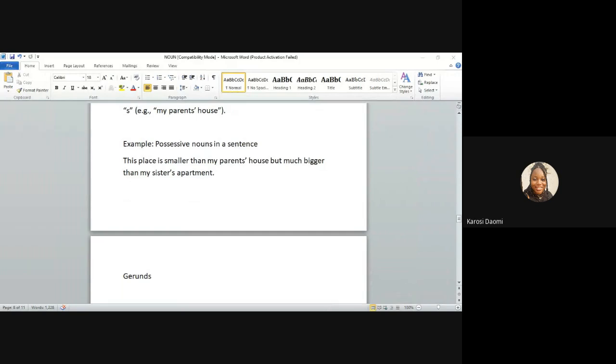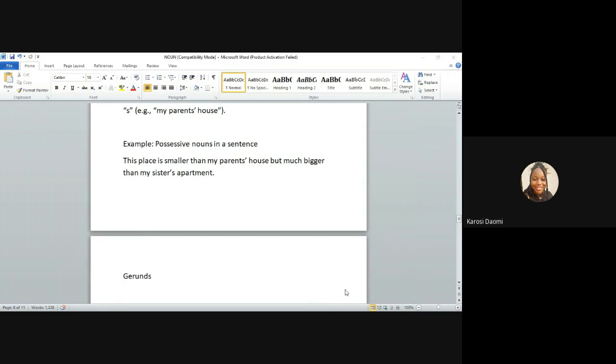Okay, moving on to the next. Yes, thank you, Estelle. So you have parents' and sister's. It's important to note that for the parents, because this is more than one person, the apostrophe is after the S. That's what I was trying to explain earlier. So the apostrophe comes after the S for plurals. So my parents' house. You show the possession after the S. Good one, well done.